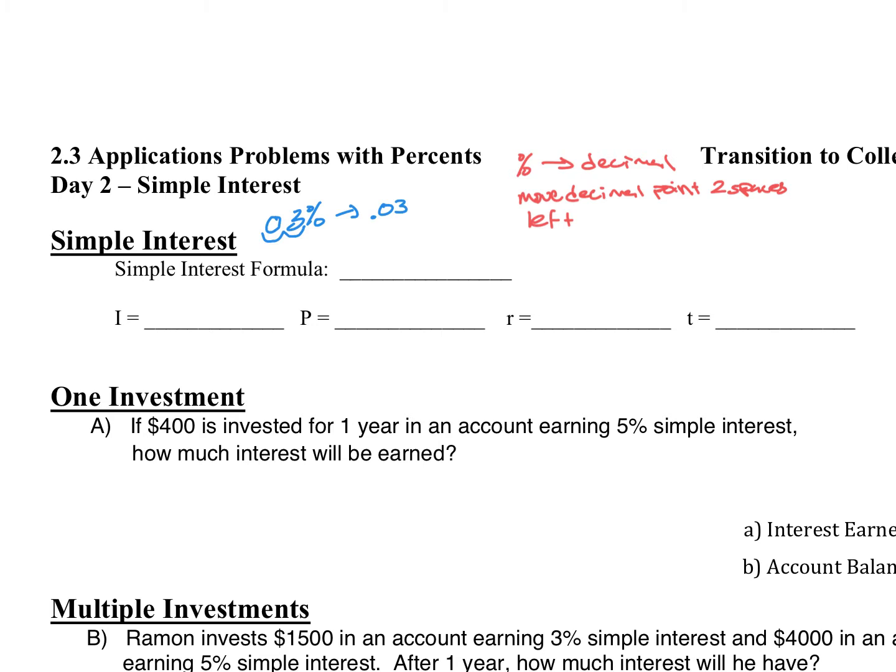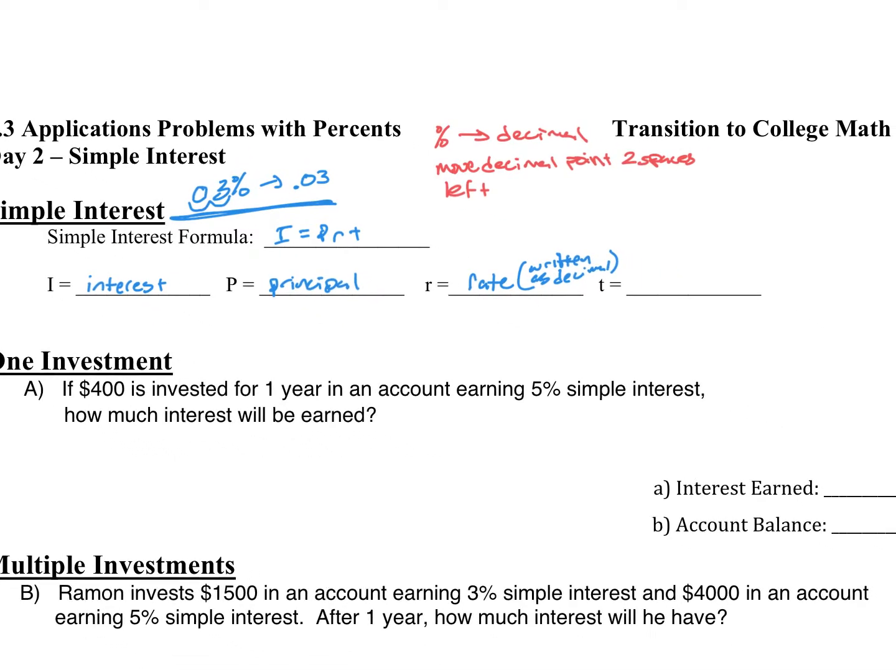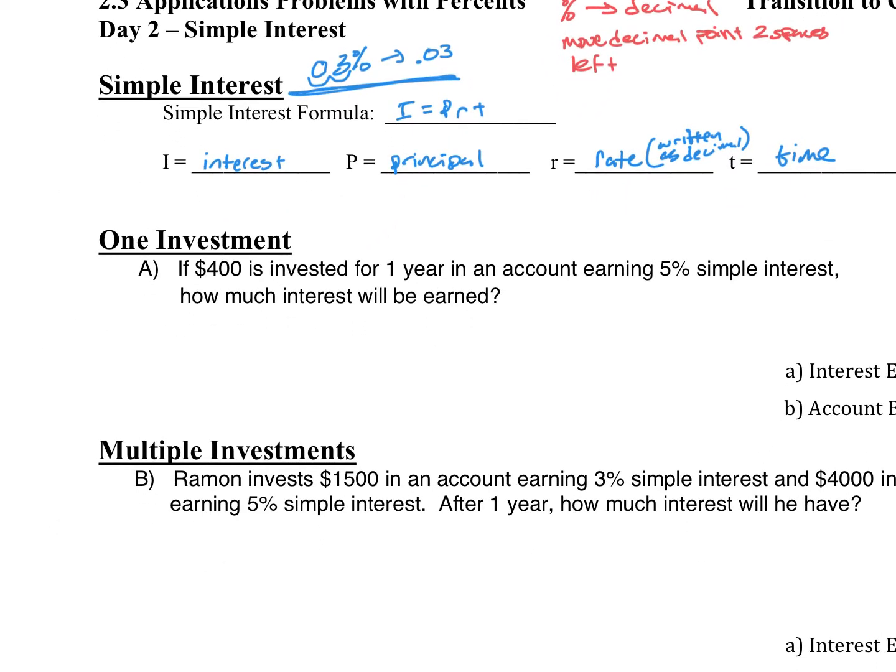So the formula that we're going to be using today for simple interest is this. I equals PRT. Now I stands for interest. P stands for principal. R stands for your rate. And I'm going to add a little bit something here. It's your rate written as a decimal. Okay, so that's why I wanted to review how to change from a percent to a decimal. And then lastly, T stands for time. Okay, so with that being said, let's take a look and see how this works out.